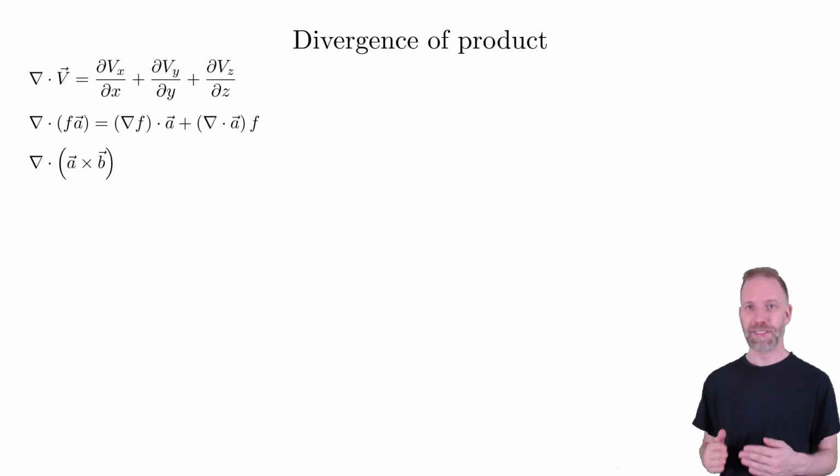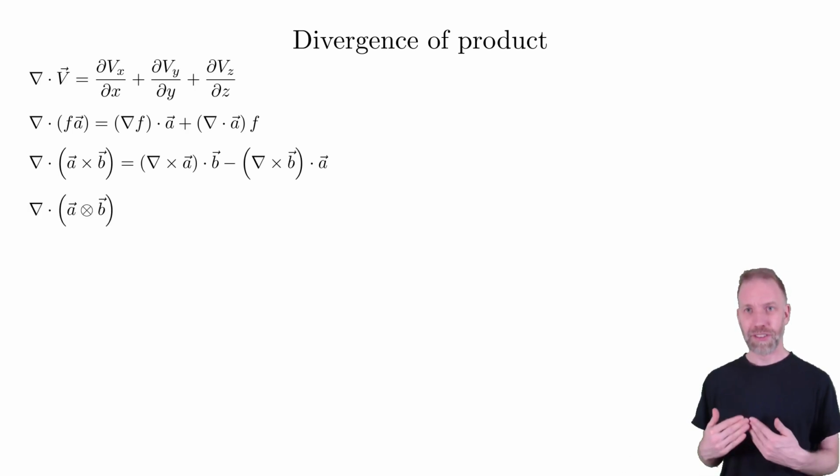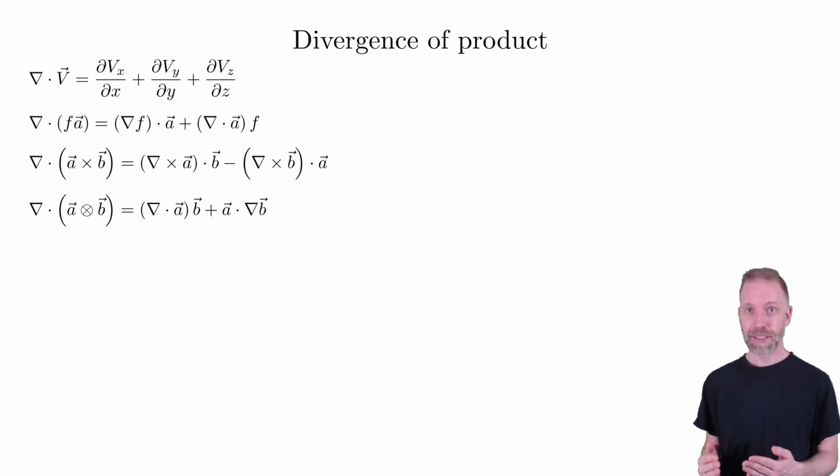The next case is the divergence of a cross product a cross b. It will be the curl of a dot b minus the curl of b dot a. Remember the minus sign here, which relates to the fact that the cross product is anti-commutative. The final version is the divergence of a dyadic product of a and b, which is the divergence of a in the direction of b plus the directional derivative of b in the direction of a, multiplied by the length of a. Note that this one is not symmetric.